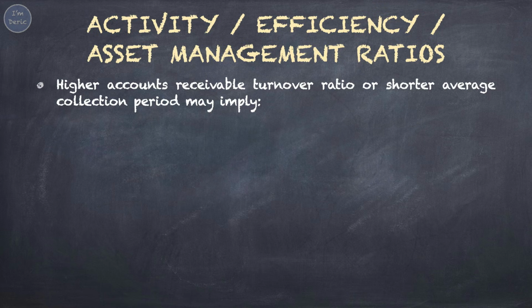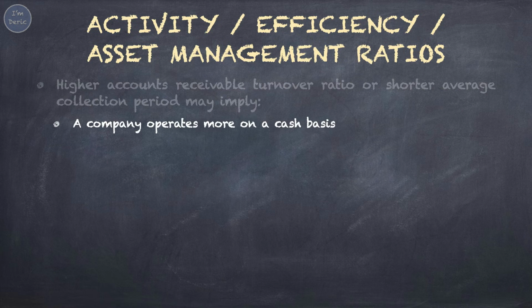Higher accounts receivable ratio or shorter average collection period may imply the following. A company operates more on a cash basis. When customers pay by cash, then accounts receivables will reduce. So, accounts receivable turnover ratio will become higher.